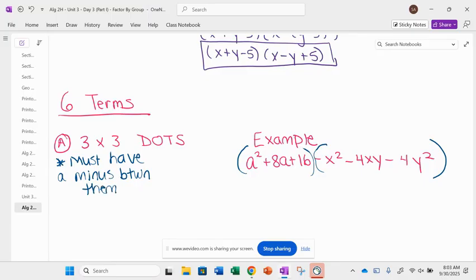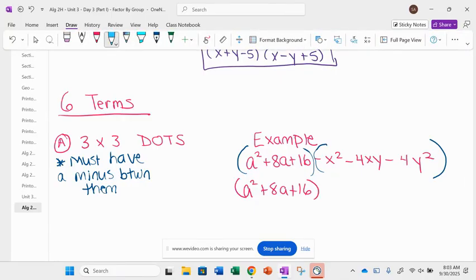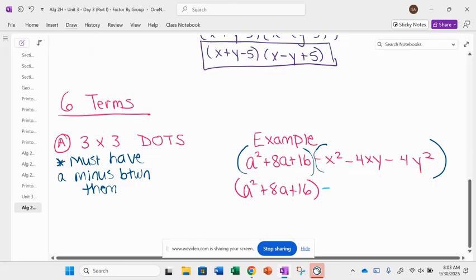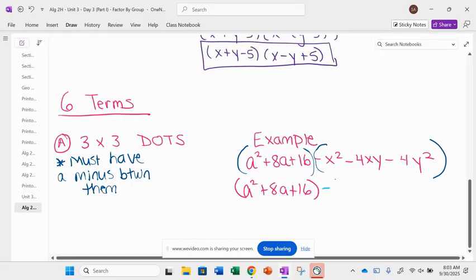And because I must have a minus between them, what should I pull out in the second grouping, Violet? A -1, you got it. So we're going to have a squared plus 8a plus 16 minus, and then we group again, x squared plus 4xy plus 4y squared.